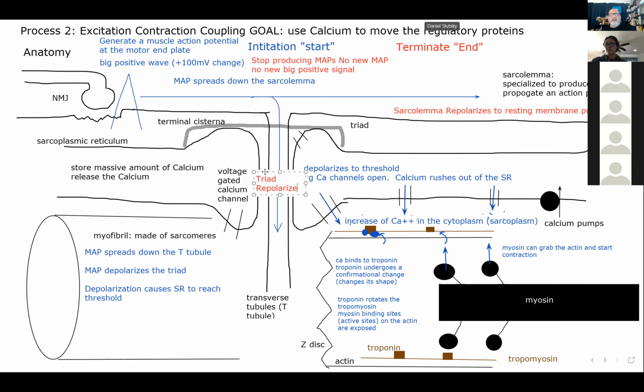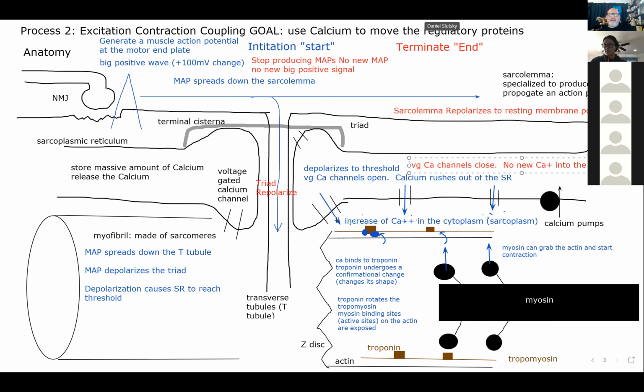And if our triad repolarizes, what's going to be the immediate effect of that? There we go. Excellent. With that triad repolarizing, our voltage-gated calcium channels close. And when they close, there's no new calcium into the cytosol. So no new calcium is going into the cytosol.